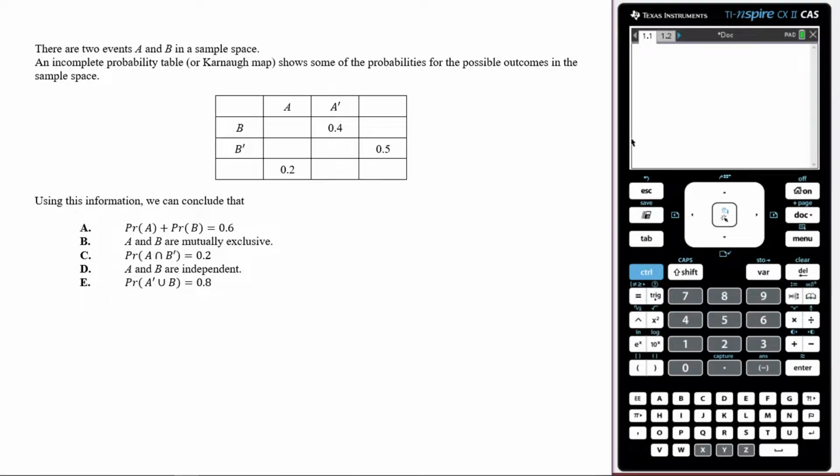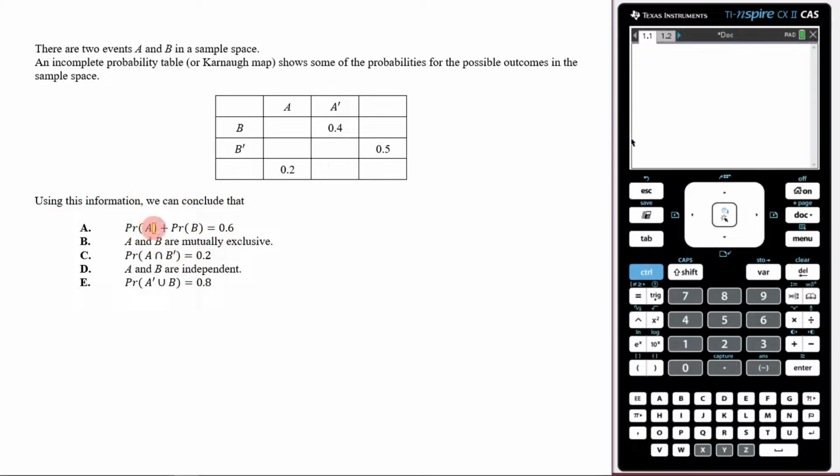Welcome. So we're going to answer this question before us. It says there are two events, A and B, in a sample space. An incomplete probability table or Karnaugh map shows some of the probabilities for the possible outcomes in the sample space. So here is our Karnaugh map. Using this information, we can conclude which of the following.